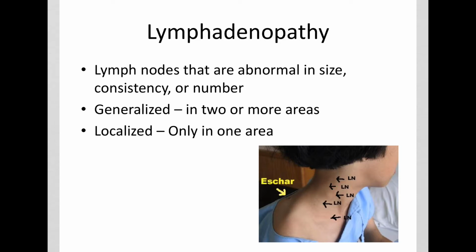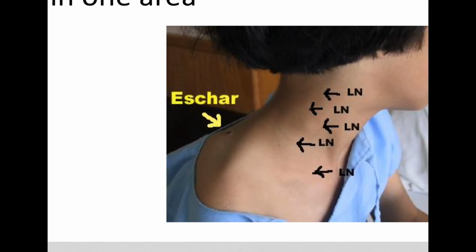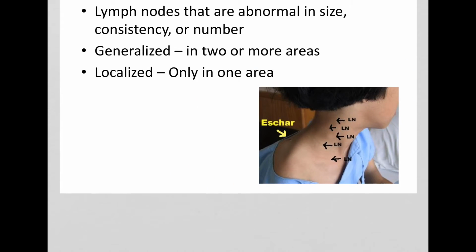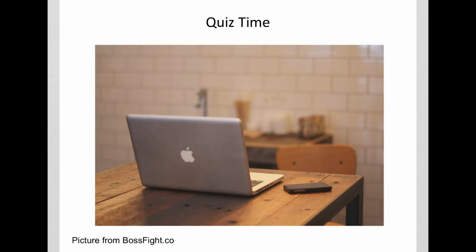Lymphadenopathy, this is where the lymph nodes are abnormal in size. You might see this in a certain area. This can be a variety of different things going on, but definitely needs some further evaluation by a physician, medical team to determine what's going on with the lymphatic system.